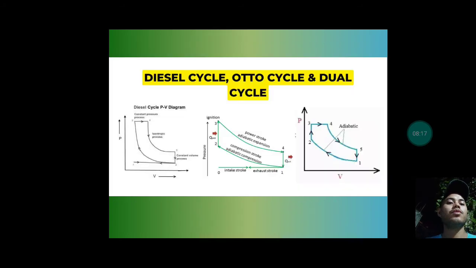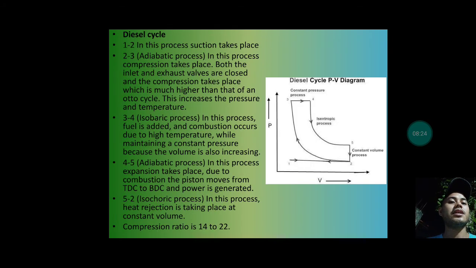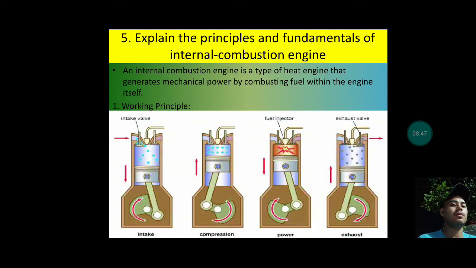Okay, so now we will be differentiating the diesel cycle and the Otto cycle. So for the diesel cycle, as you can see, 1 to 2 is the suction. As you can remember, we have intake, compression, power, exhaust. So 1 to 2 is intake, or the suction of air inside the cylinder. Always remember this working principle. This is the one that we will be discussing on the diesel cycle.